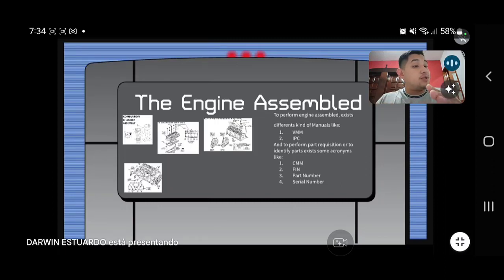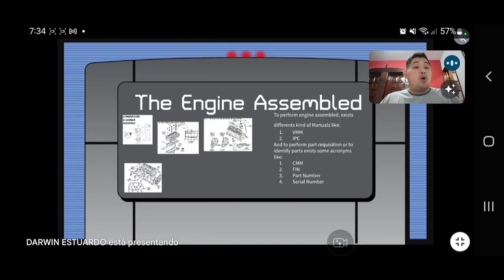That is really important because the IPC manual specifies the tool, the piece, and the part, and the VMM manual, the vehicle maintenance manual, which is number one, is used to apply exactly the step by step to assemble the engine. For example, I look for the radiator in the EPC manual and the nuts and bolts. Well, I have the bolts, nuts, and everything that I will need to assemble the radiator.